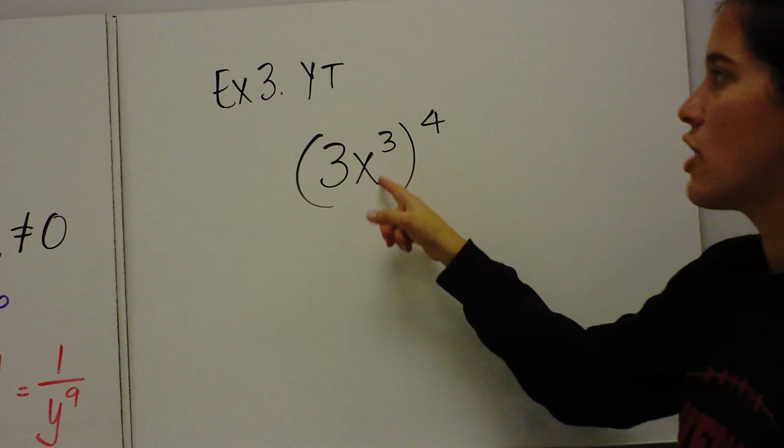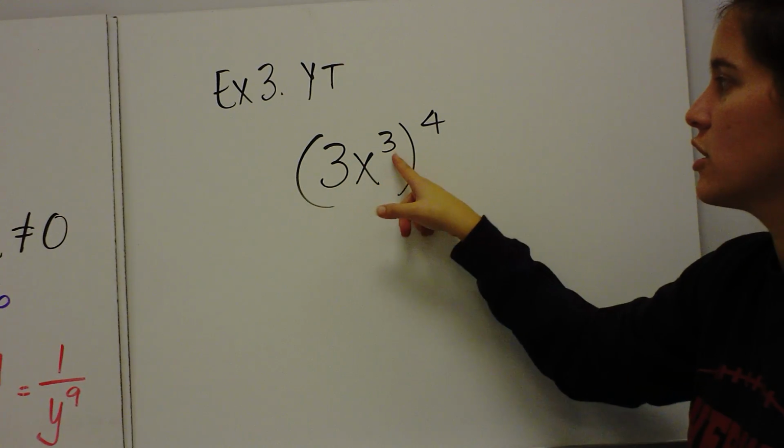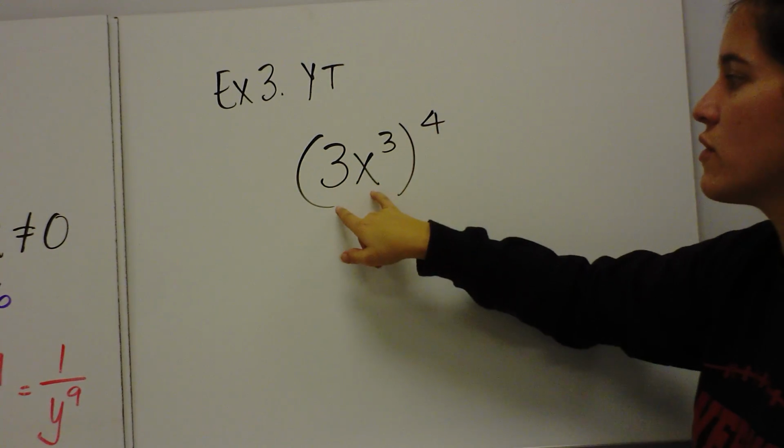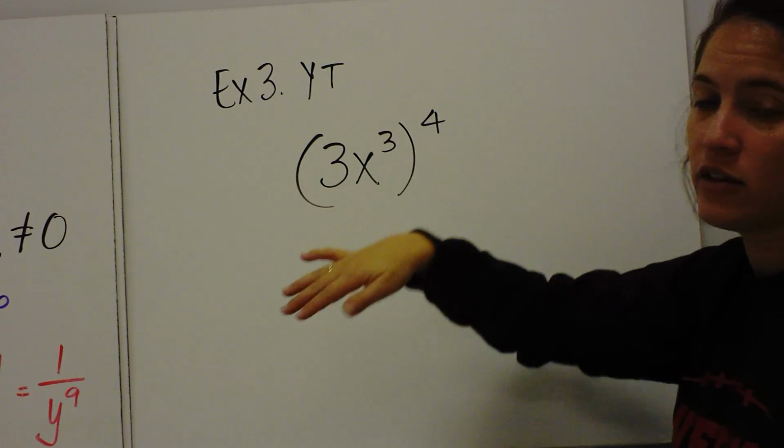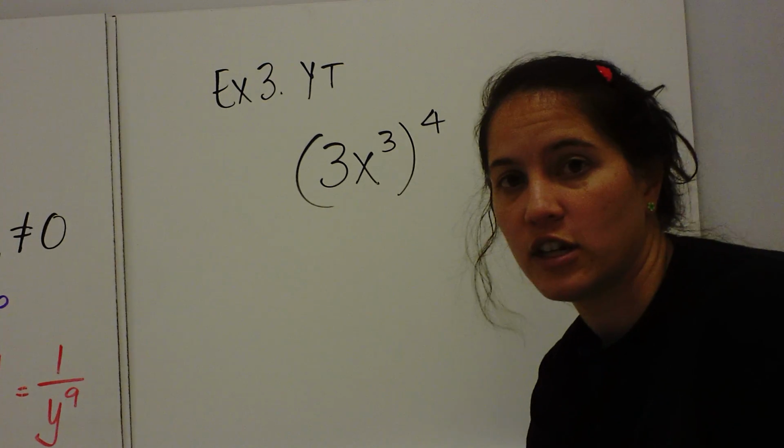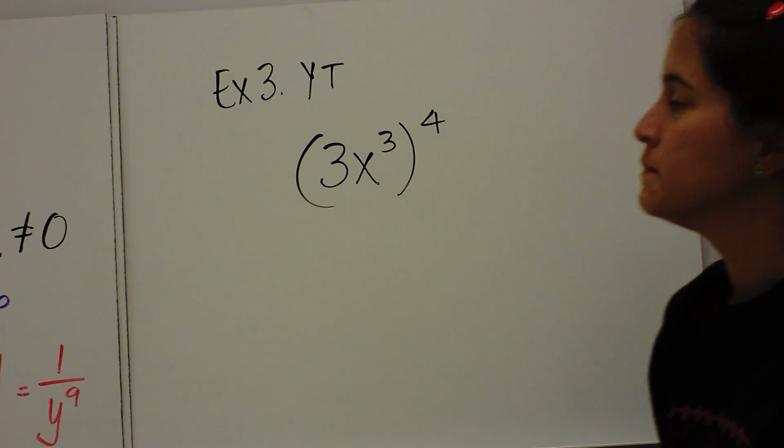So example 3, you try this one, please. 3x to the 3rd raised to the 4th. So this is a product raised to a power. So go back and look at your other example, pause the video, and then restart it when you're ready.